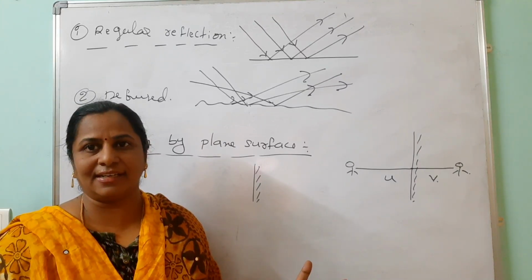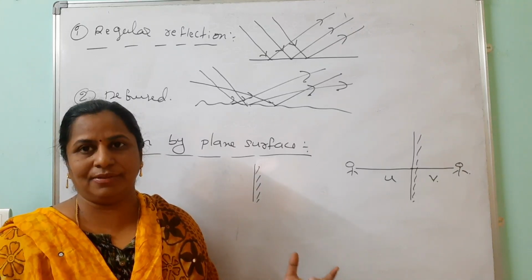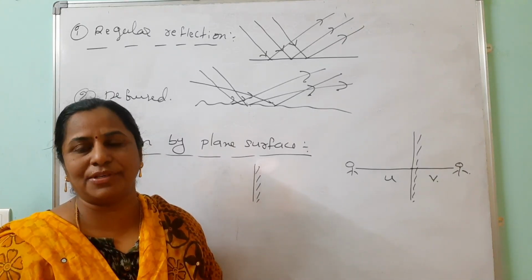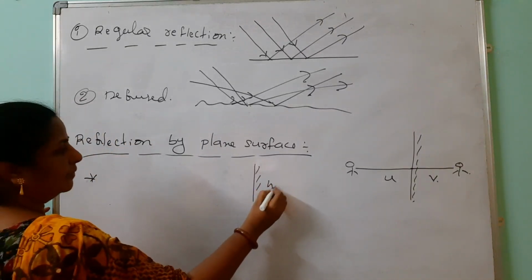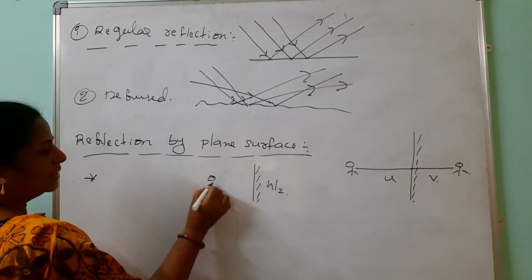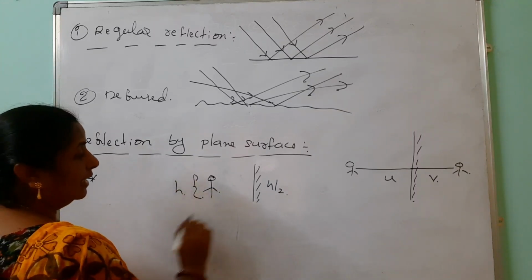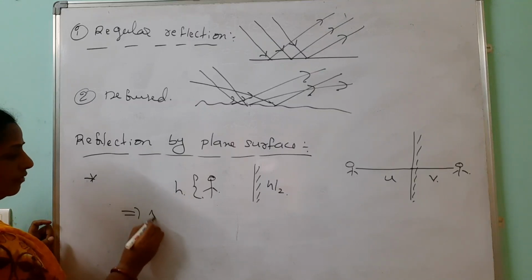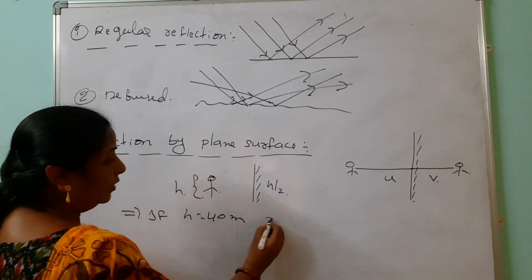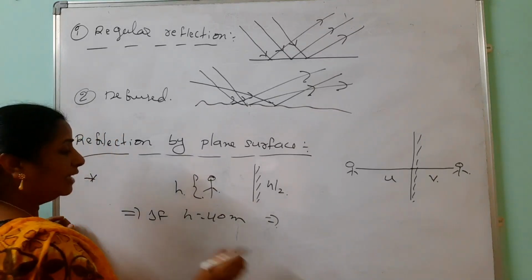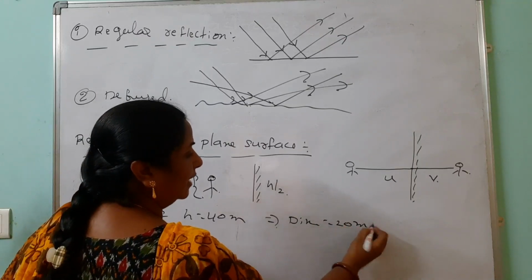Suppose your height is like 5 feet. You want to see your full image. You must take half of your dimension as the mirror. So h by 2 we are taking. This is the h by 2. This person's height is H, and you must take it. The question they will ask, if h equals 40 meters. You want to see this full length, the dimension of mirror is how much? It must be 20 meters.